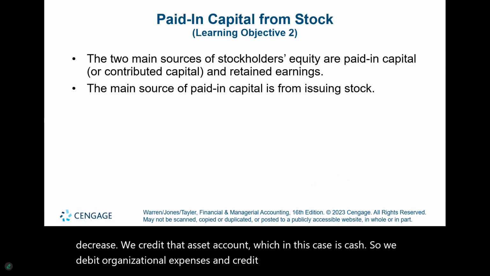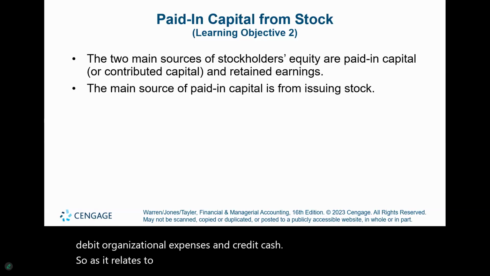As it relates to a C corporation, there are two main sources of stockholders' equity. The first is paid-in capital, or contributed capital.